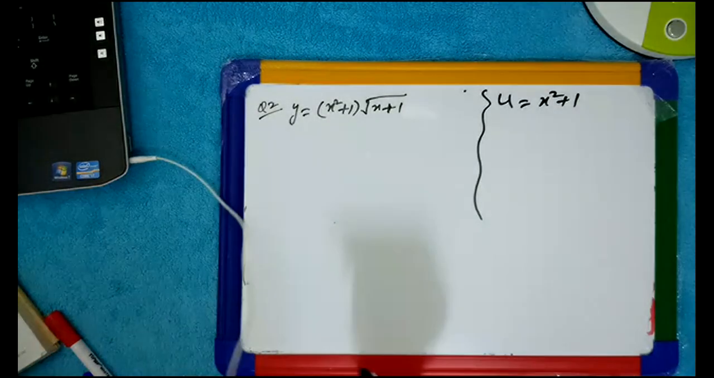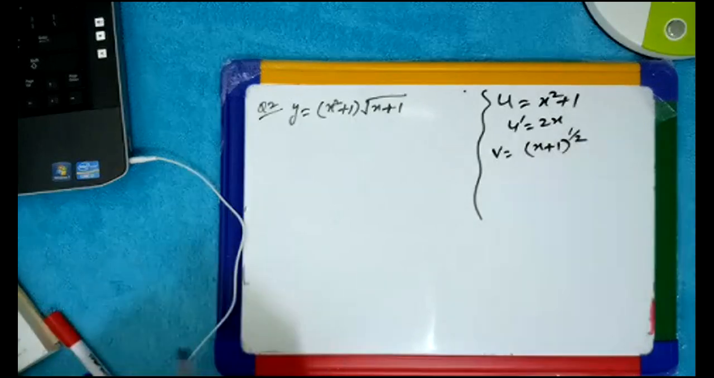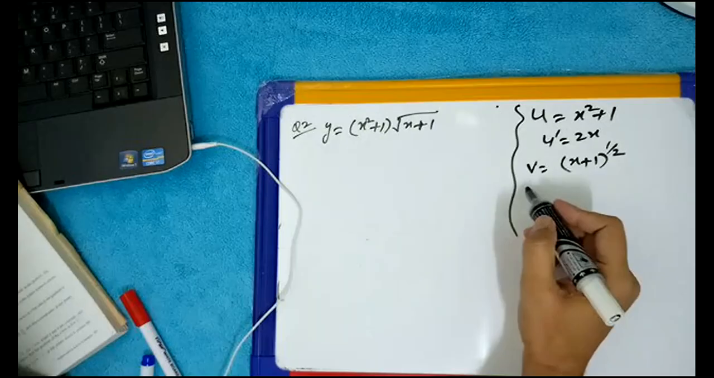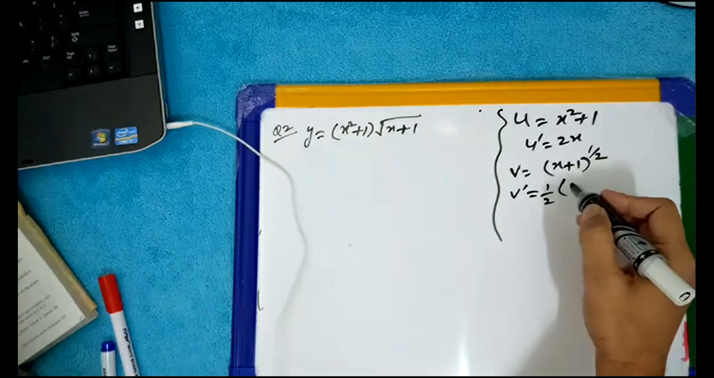Then u dash, the derivative of u. Don't say u1; say u dash or derivative of u. The derivative of u is 2x. Good. Next is v. Is this v? Can I write this with the power half? Yes. We should always write in the form of power. Got it? And then the derivative of v, v dash, is equal to 1/2. I told you to do the power first. So 1/2, x squared plus 1 raised to the power.